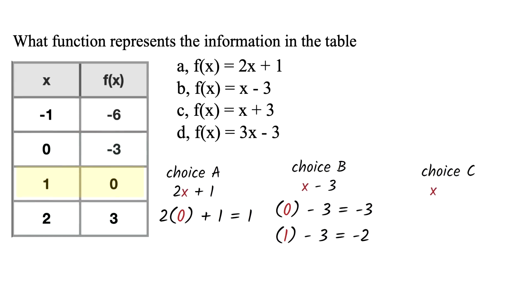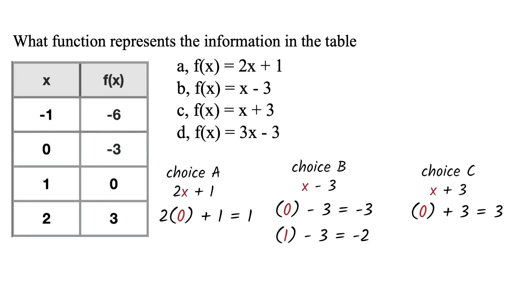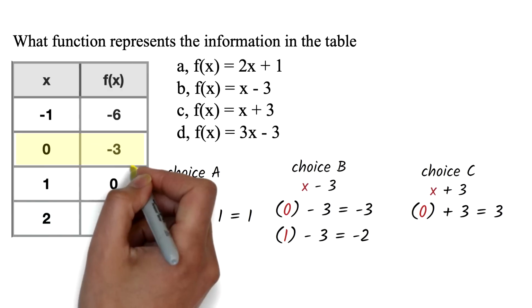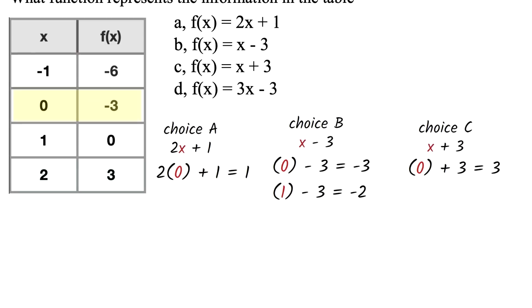Replace x in choice C with 0. 0 plus 3 equals 3. It was supposed to be negative 3, so choice C is wrong. So since choices A to C are wrong, it means choice D will be the answer.